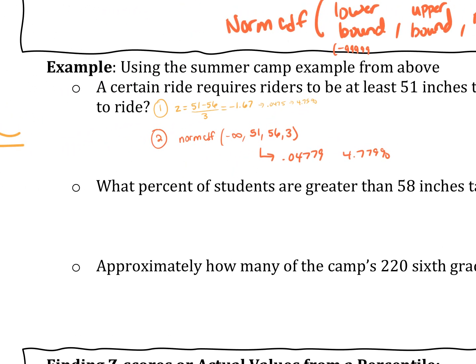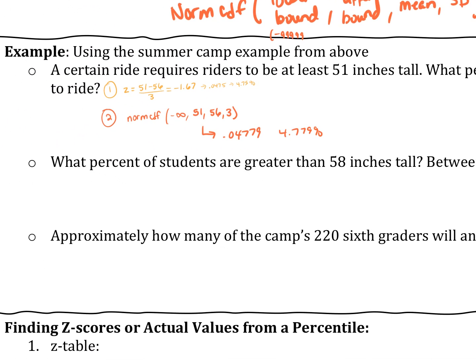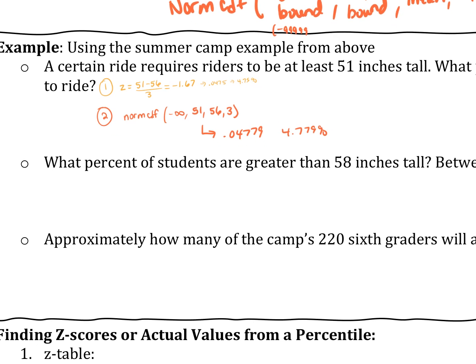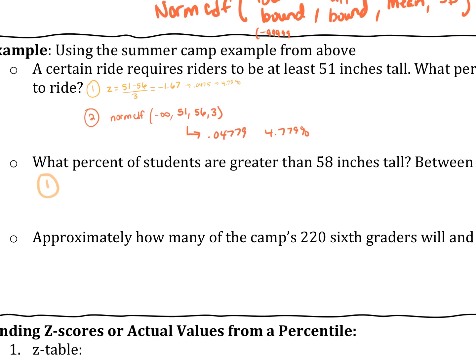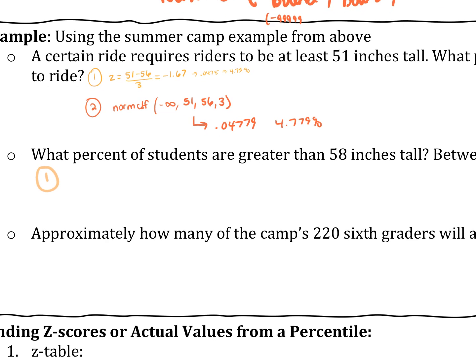Okay, what percent of students are greater than 58 inches tall? If we are doing that with our Z table, I want to write these out. What percent of students are greater than 58 inches tall? So we're doing Z is equal to 58 minus 56 all over 3, and that gives us 0.67.